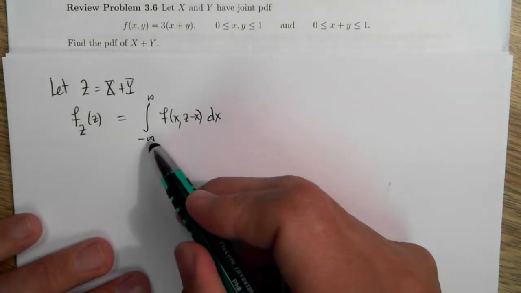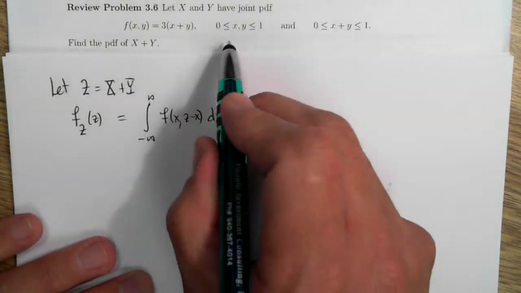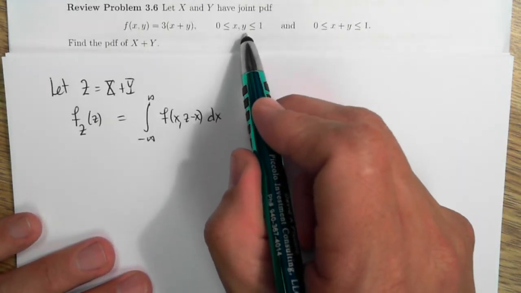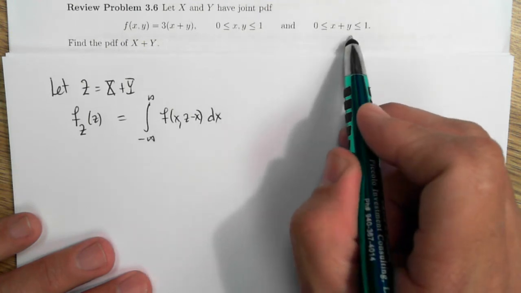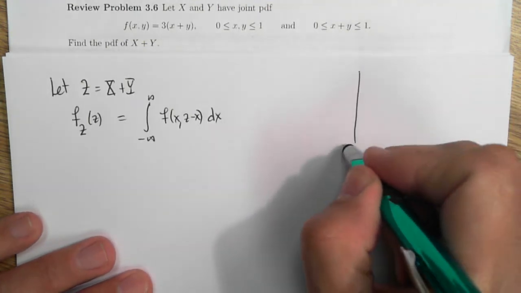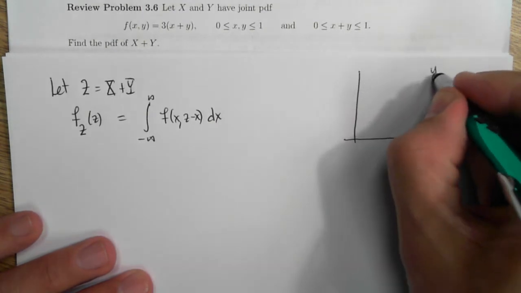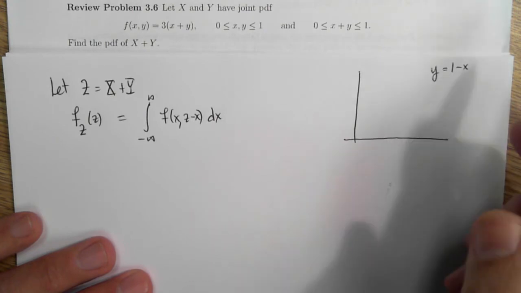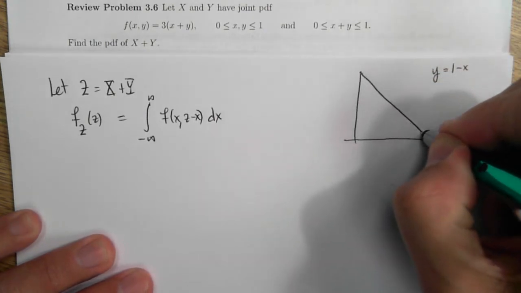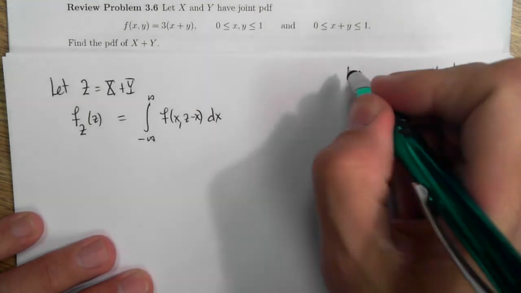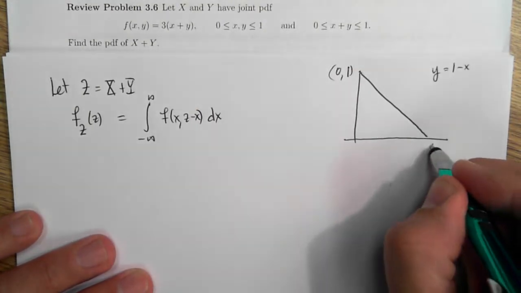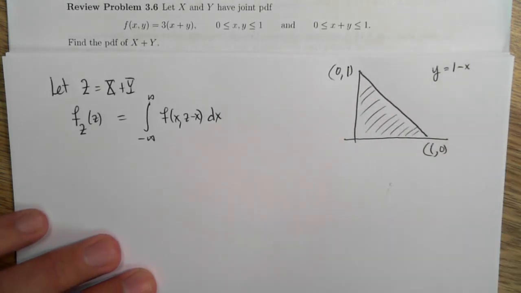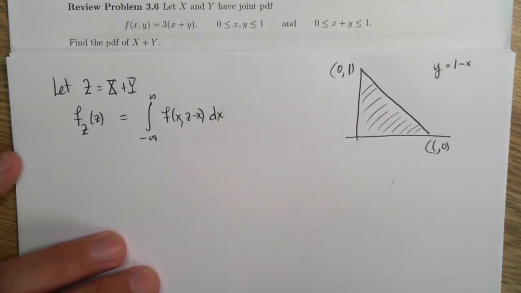Now in this case we're clearly not going from minus infinity to infinity. The joint PDF takes values where X and Y have to be between 0 and 1, and furthermore X plus Y has to be less than or equal to 1. So if I draw the line X plus Y equals 1, so Y equals 1 minus X, that's going to look like this, from 0, 1 here to 1, 0 down here. And so this triangle is going to be the domain of the PDF.